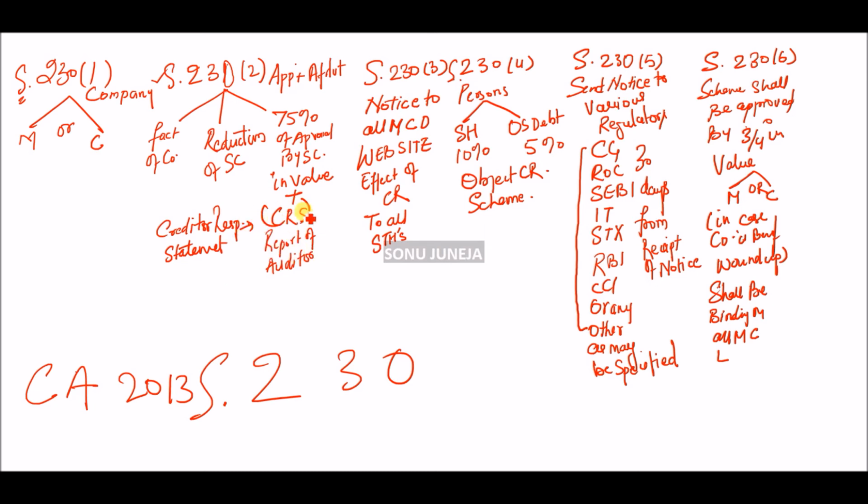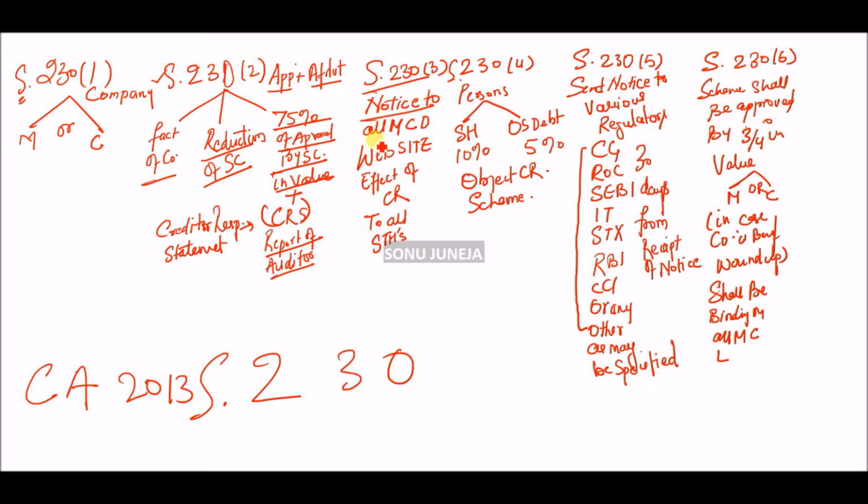हाँ, CRS आपको देना पड़ेगा, रिपोर्ट बॉडी ऑडिटर. इसके अलावा कुछ भी एडिशनल. सो बेसिकली एप्लीकेशन, एफिडेविट, डॉक्यूमेंट्स जो अटैच, कंपनी के फैक्ट फीचर्स, द रिडक्शन ऑफ शेयर कैपिटल जस्ट बिकॉज ऑफ दैट स्कीम, 75% ऑफ अप्रूवल बाय सिक्योर्ड क्रेडिटर इन वैल्यू, क्रेडिटर रिस्पॉन्सिबिलिटी स्कीम, रिपोर्ट ऑफ ऑडिटर एंड इन रिस्पेक्ट टू लिक्विडिटी ऑफ द कंपनी. देन यू हैव दिस 230 subsection 3.